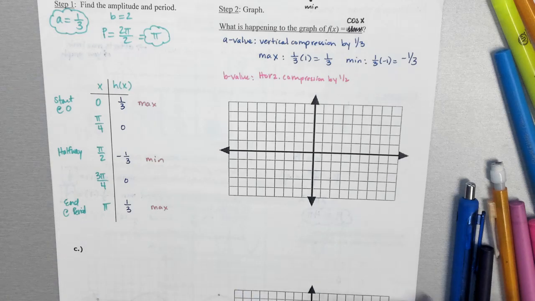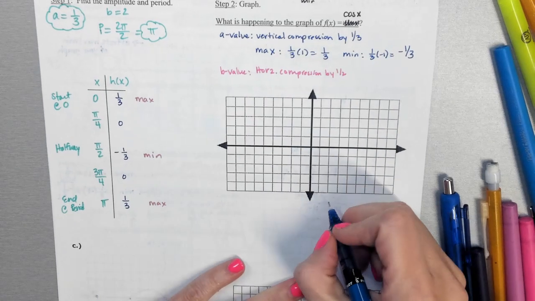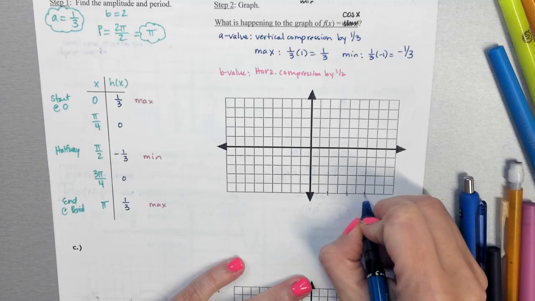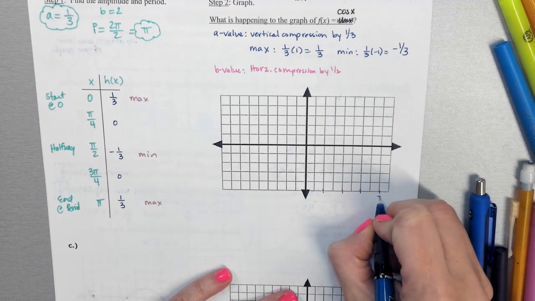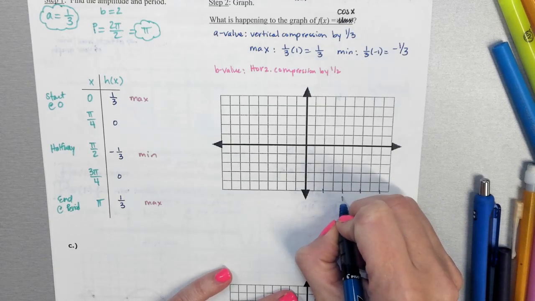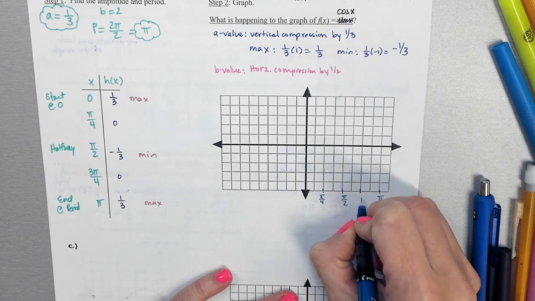Okay, so we're going to adjust our axis so that we can go by our values in our table. Okay, so this is going to be pi. This is going to be pi over 2. This is our pi over 4. This is our 3 pi over 4.